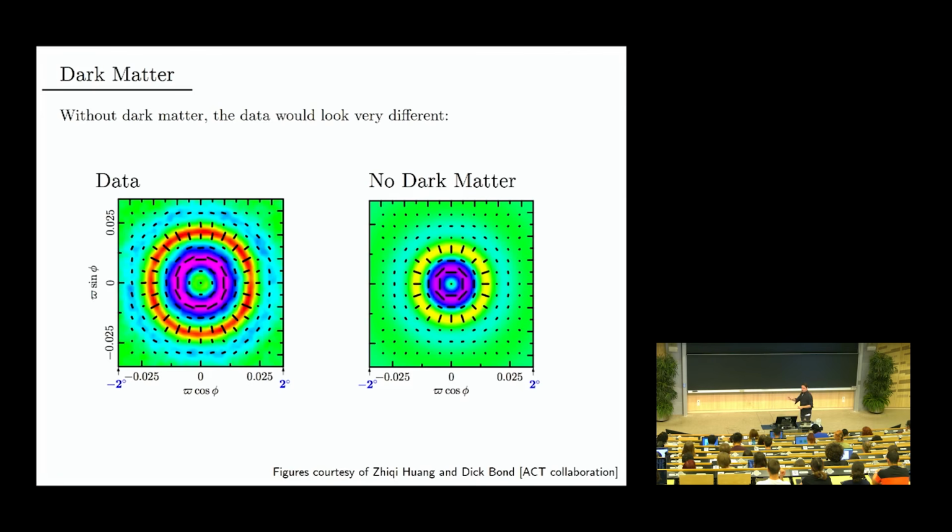Okay, so now I want to show you a couple of pictures of these stacked maps by varying the composition of the universe in my computer. For example, imagine we do something very drastic and we take out all the dark matter. How would this picture change?